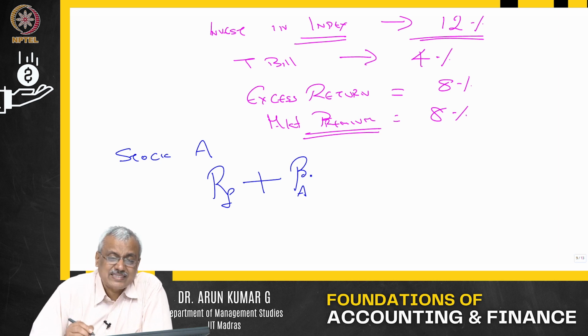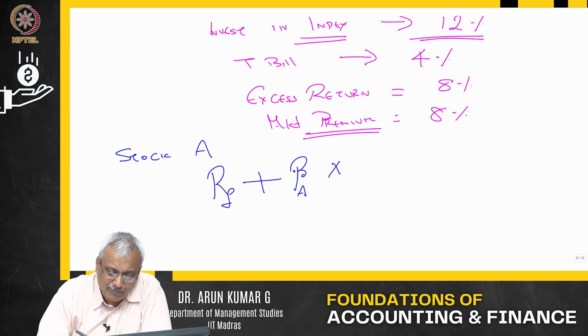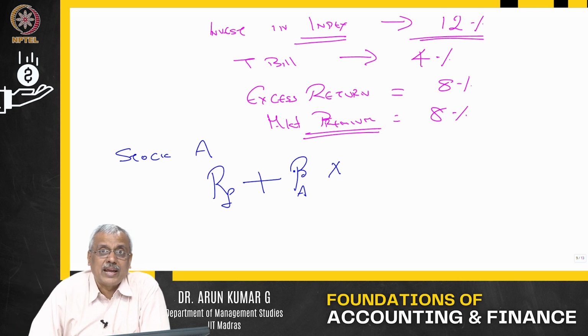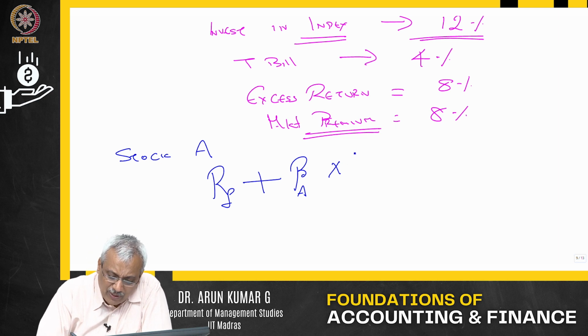We need to know beta of A, the stock A, and then if the beta of the stock A is lower than 1, then obviously it will be less than 1. If the beta of the stock is more than the market, then what happens? It will be 1 plus something, and then multiplied by the market premium.